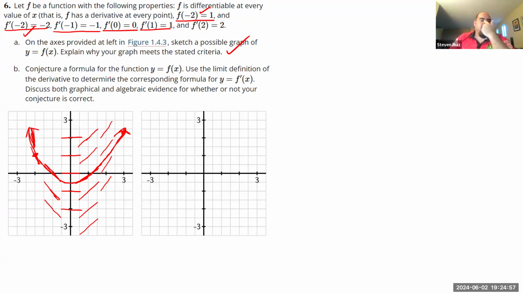From there, I want to move on to part B. We want to figure out a formula for this parabola. So let's see how we can do there. I know it's a parabola, so what form do those take? So y equals, I'll give you a couple forms here. I know I'm going to have a squared x term.